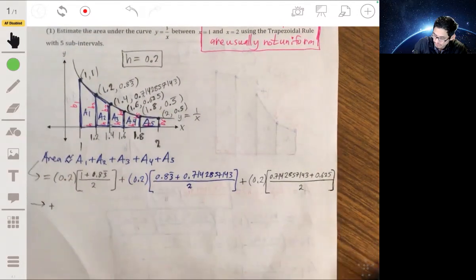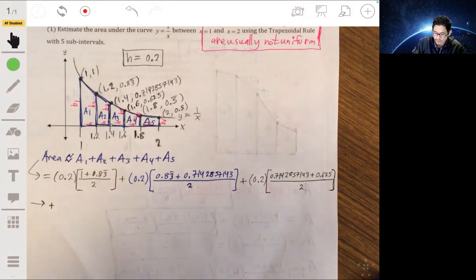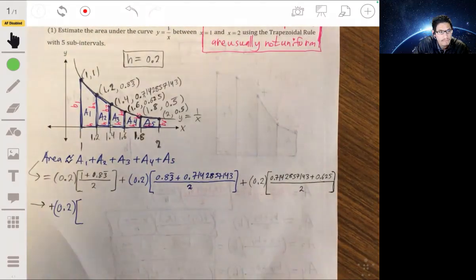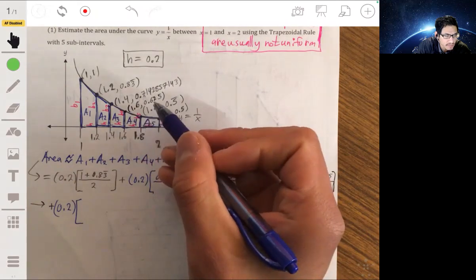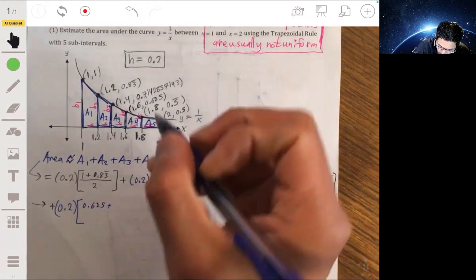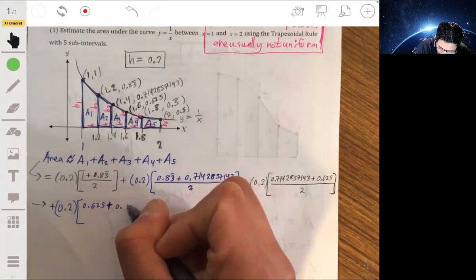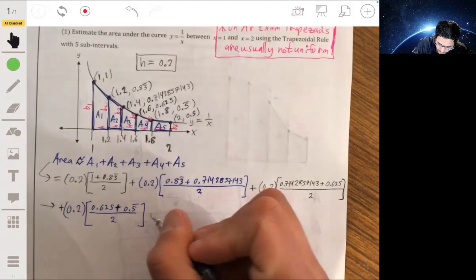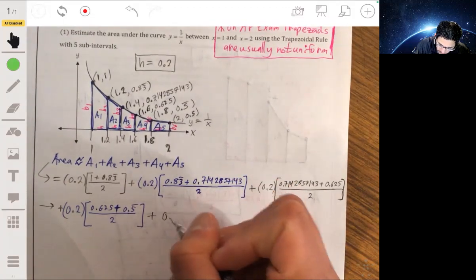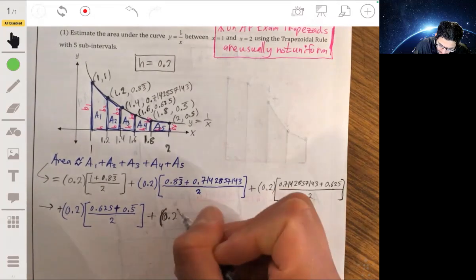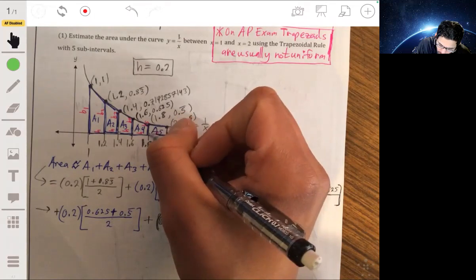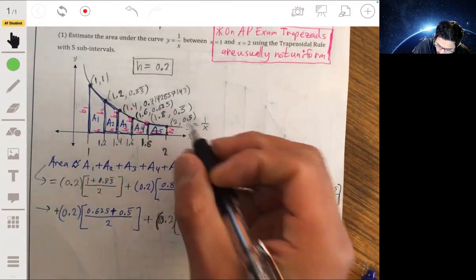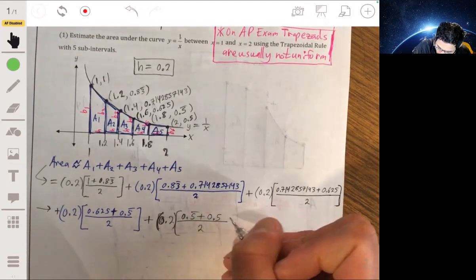Keep on going. Our next one, A4, is 0.2 times B4 plus B5, so 0.625 plus 0.55 repeating, all over 2. And the last one, A5, is 0.2 again for the height, times B5 plus B6, so 0.55 repeating plus 0.5, all over 2.